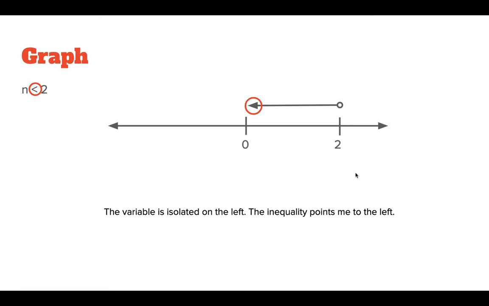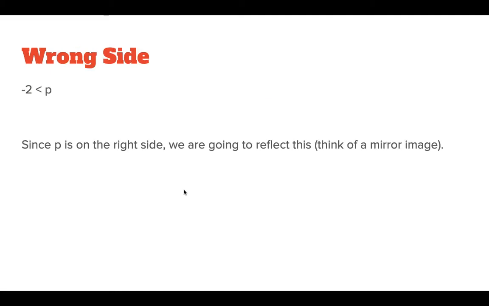It's a neat little way to remember which way you're supposed to go. Now, of course, that only works if you've got n by itself on the left, but I really like this process for knowing which way to draw my arrow. Now we look at what happens if p is on the right side?